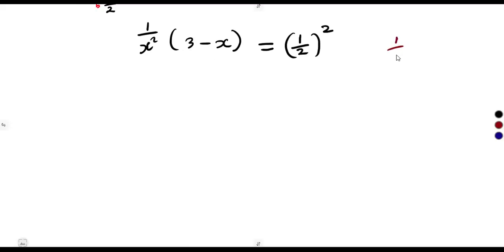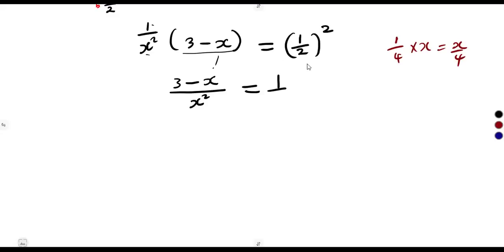So what does it mean on this part? I explain this, guys. 1 over 4 times x is the same as x over 4. So if you're given 1 over this times this, it simply means we have 3 minus x over x squared, which is just like over 1. So it's 1 times this one, numerator to the numerator, remember? So this is equal to 1 over 4. From this, 1 over 2 squared is going to be 1 over 4. 1 squared is 1, 2 squared is 4. You can even use your calculator.